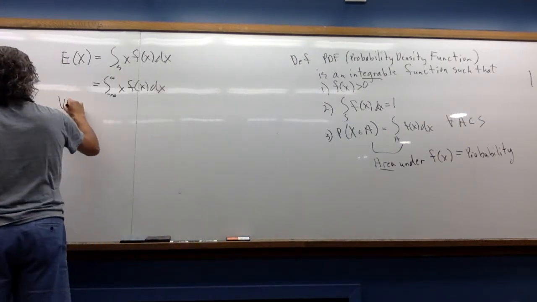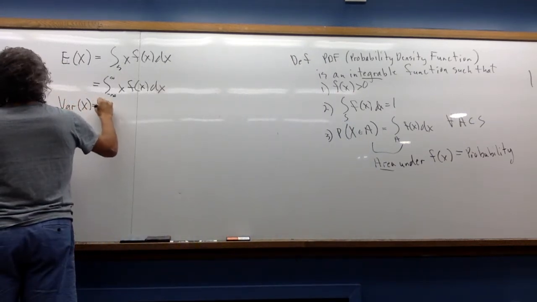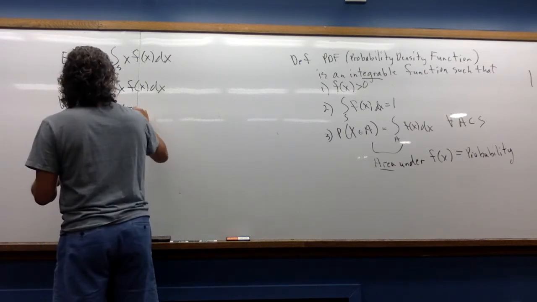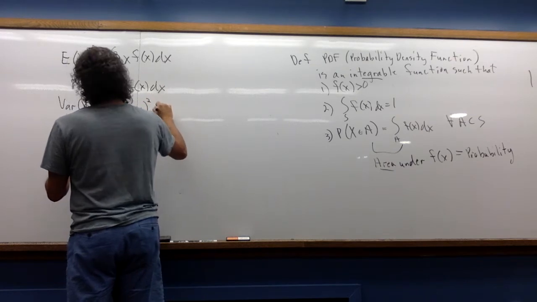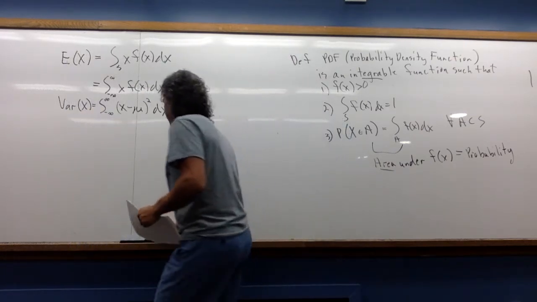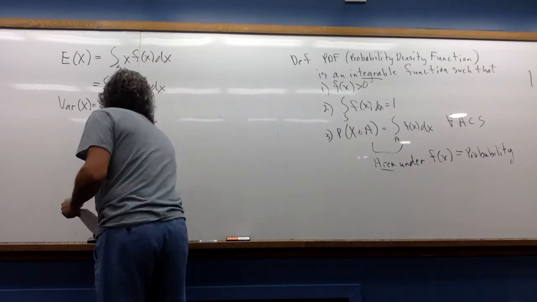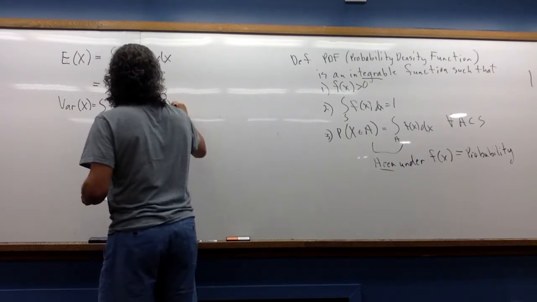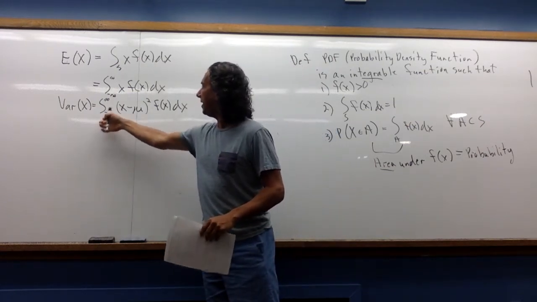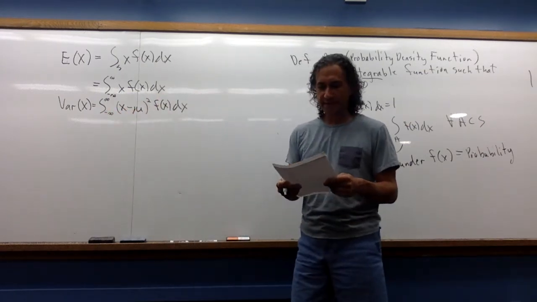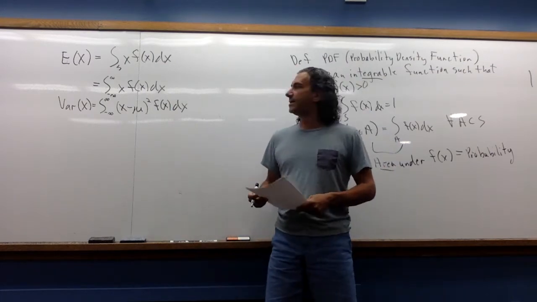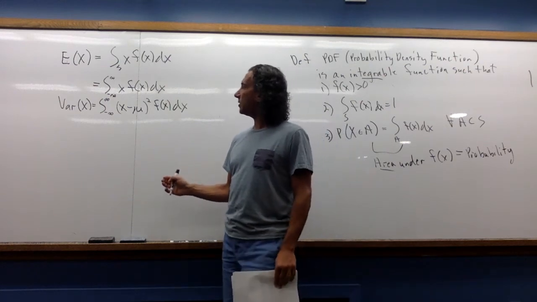The variance of x is defined in the same way as it is in the discrete case. Whoops, left out an important piece there. In the discrete case, it was the sum of x minus mu squared times f of x. I'm going to leave this as an exercise to you guys. Feel free to ask about it if you weren't successful.